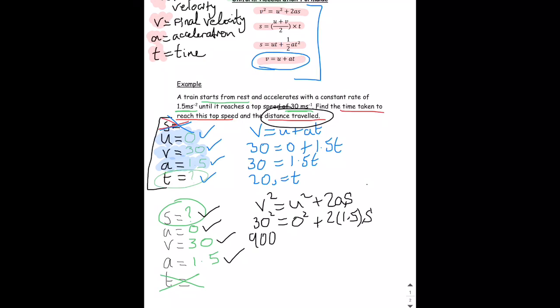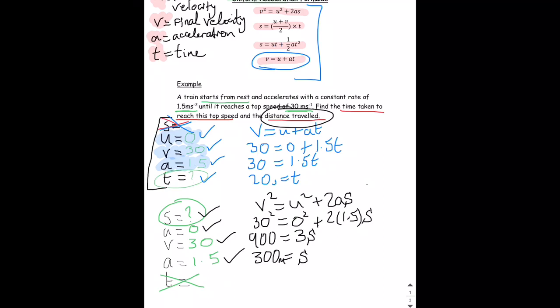900, which is 30 squared, is equal to 3 times S. So S being my displacement or distance travelled, same thing really in this scenario anyway, is 900 divided by 3, which I get is 300 metres. There we go. So it's travelled 300 metres in that period of time there.